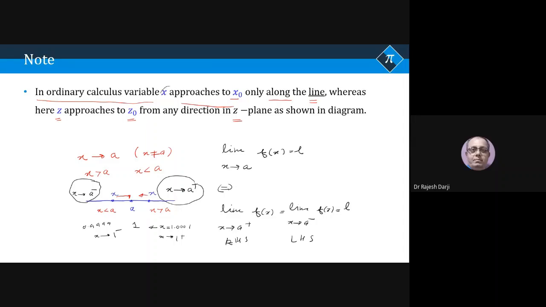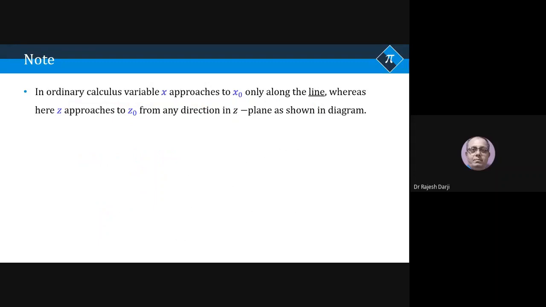Ordinary calculus, x approaches x0. Only x0 is written in one place, only along the line. Along the line means there are two ways. Whereas in complex, z approaches z0. So what do you want to say? In the complex plane, suppose you have this point z0 and this point is z.